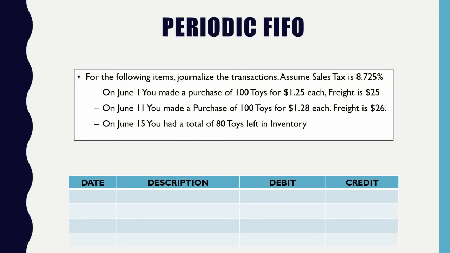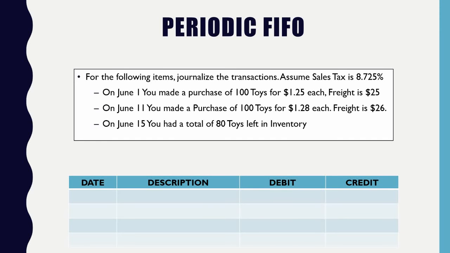Okay. So here I have a little scenario, and here we're going to be looking at a few things. So let's go ahead and look into this. On June 1st, you made a purchase of 100 toys for $1.25 each, and freight was $25. Okay? So let's go ahead and practice. How do we journalize that?